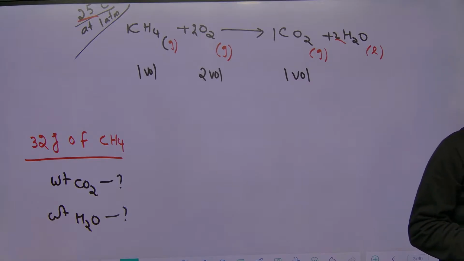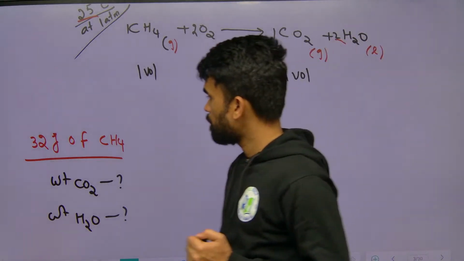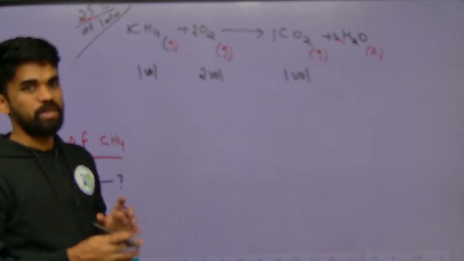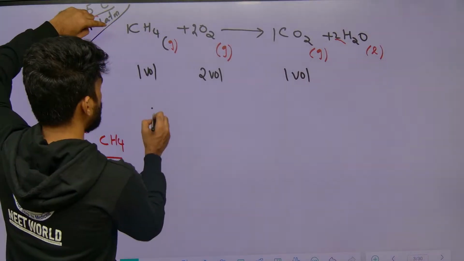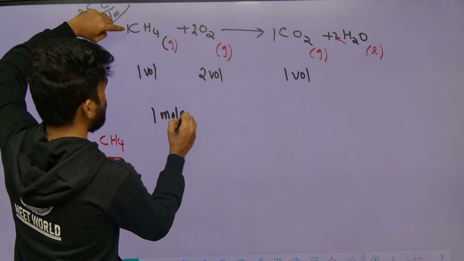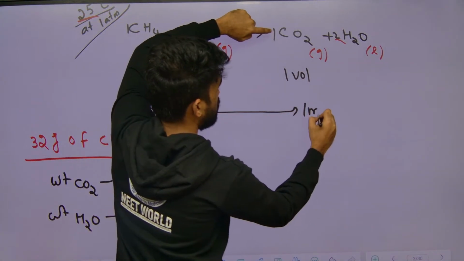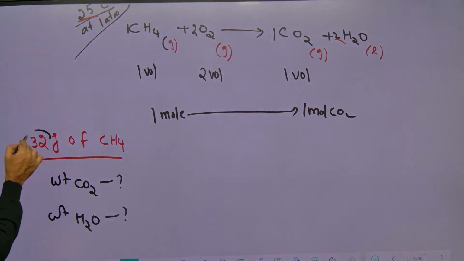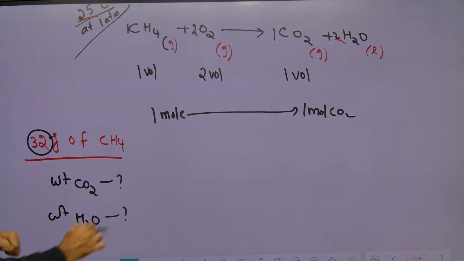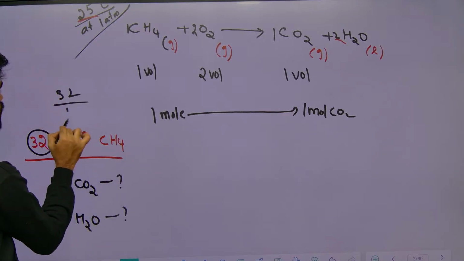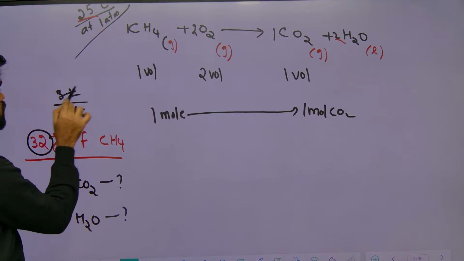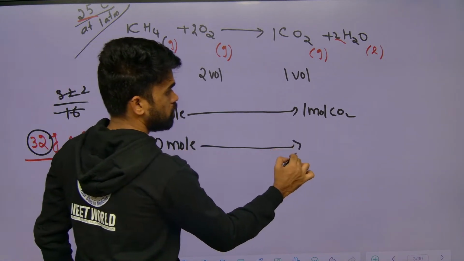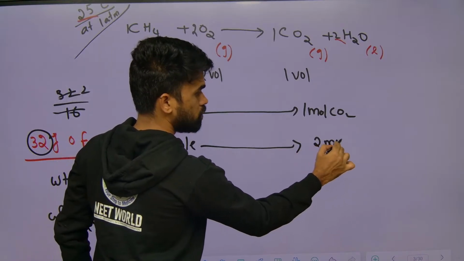Any answer? So just normally, stoichiometric calculation is what we'll do. 1 mole of methane gives you 1 mole of CO2, right? The next: 32 grams of methane means how many moles? 32 by the molar mass of methane, which is 16, so this is 2 moles. Then 2 moles of methane gives you 2 moles of CO2.